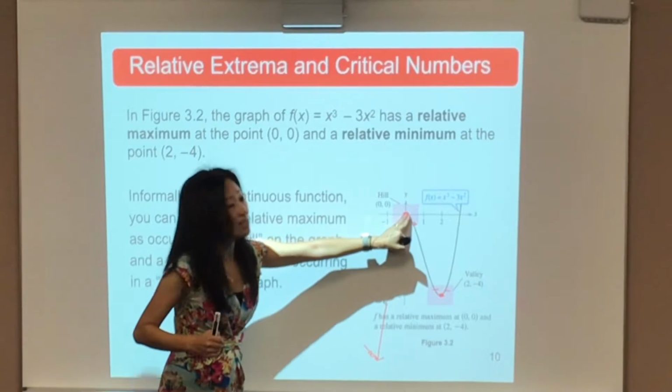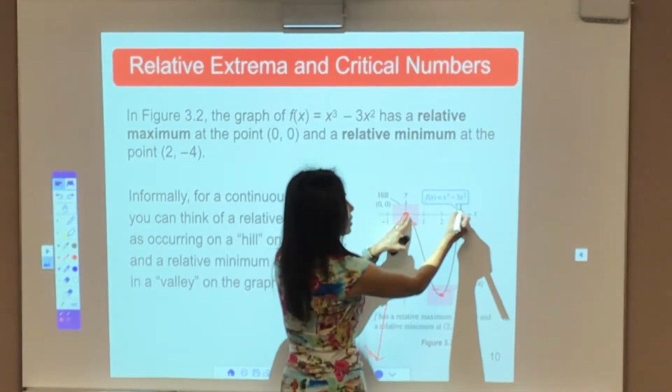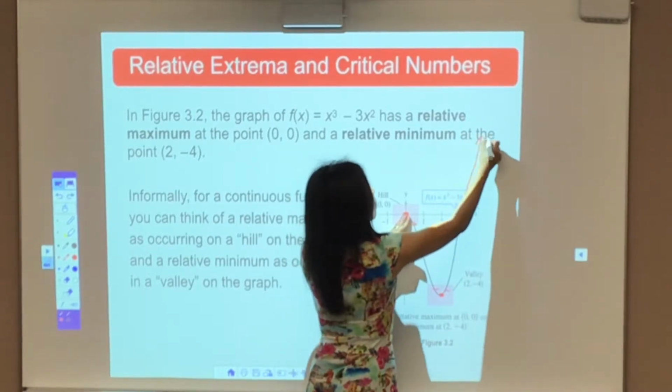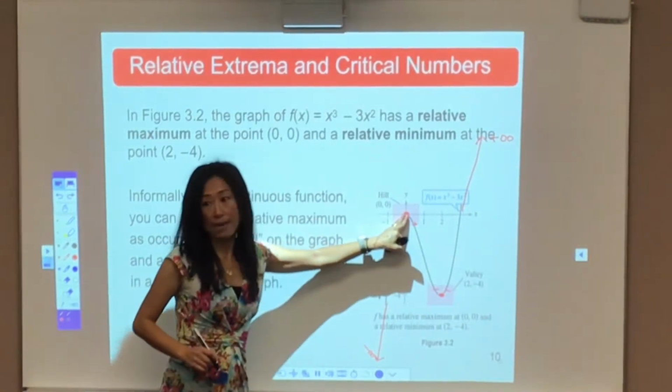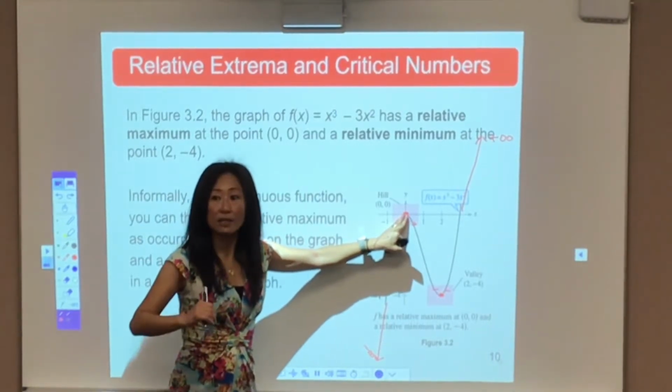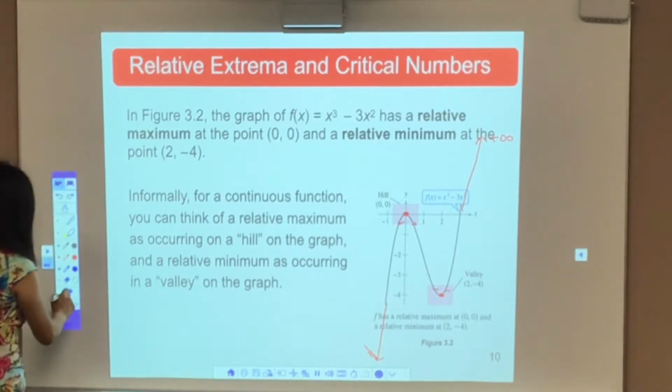And again, this is not an absolute maximum. Why not? What happened to this graph over here? It keeps going to become positive infinity. So that is not an absolute maximum, but this is a relative maximum. Does it make sense to you, class? Okay. I'm learning.